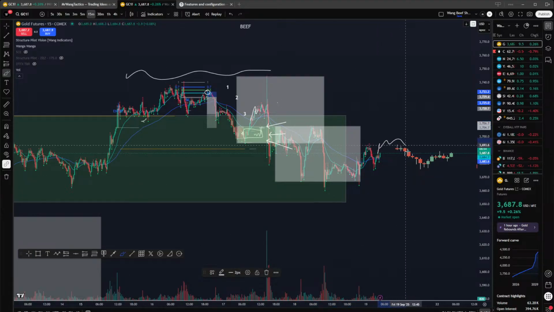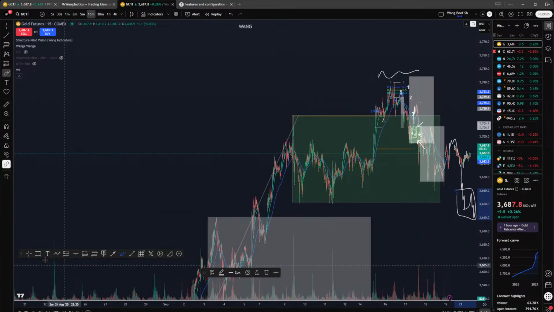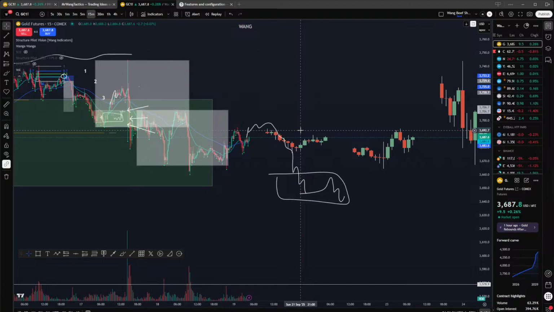So I would expect at least for price to fail in here and get us to that low, which would be the third swing, and then form a smaller one right here. This is what I expect. Alright, let's see what price gives us now.